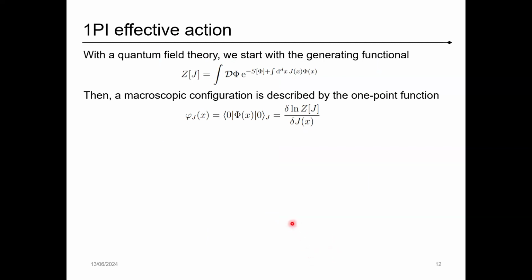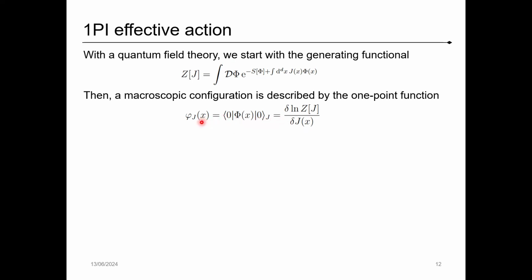Now, let's start with the 1PI effective action. In quantum field theory, we just start with the generating functional. Here we introduce a local source, which is more or less a mathematical trick. And then the macroscopic field configuration is actually described by the one-point function. So this includes the bounce and the O(4) bounce in two cases.